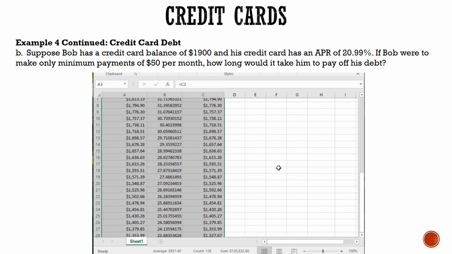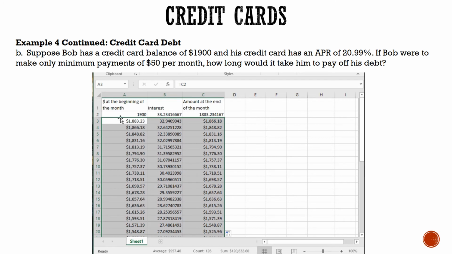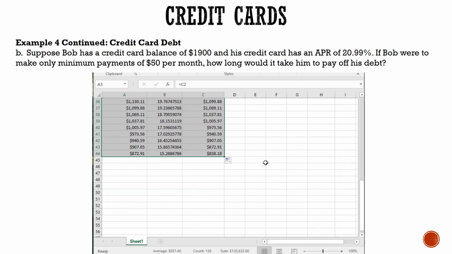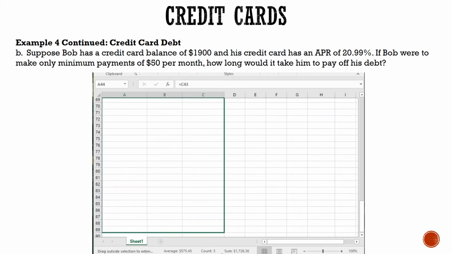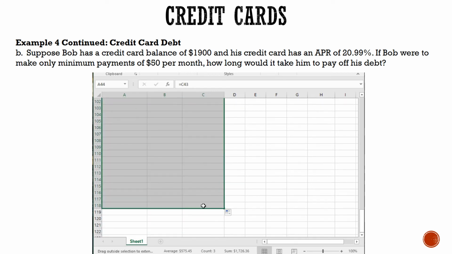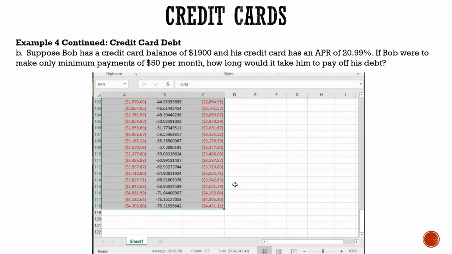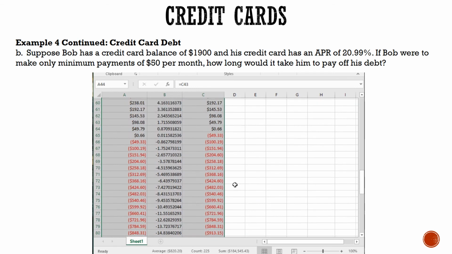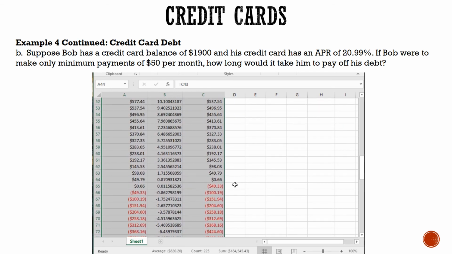Now, because we started at row 2 for month 1, we know we're going to be 1 month off of what the row number tells us. So this is 43 months in, and we still have a balance of $838.18. Oh goodness, we're still not there yet. So let's keep going. And let's copy this and keep going down and see where we're at. Okay, goodness gracious. Okay, so we finally hit some red, and let's scroll back up until the red is gone.